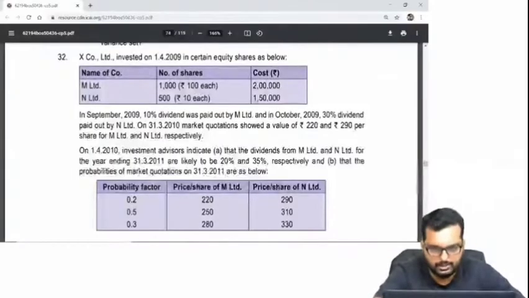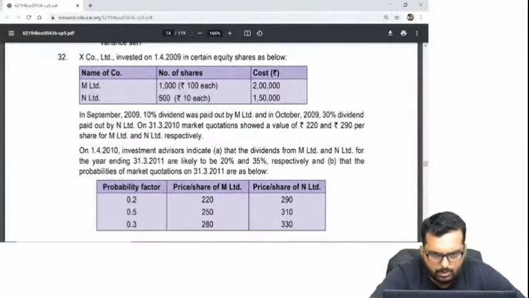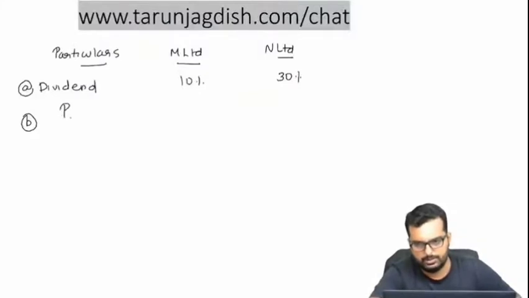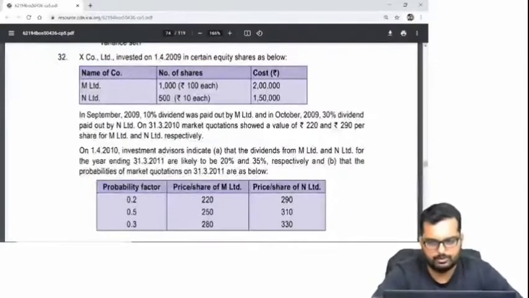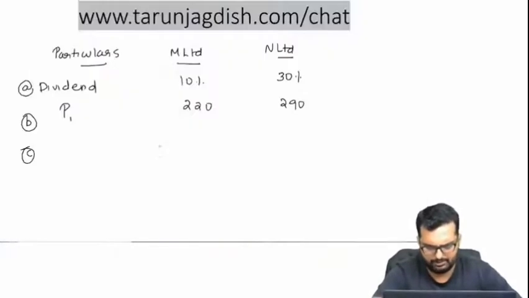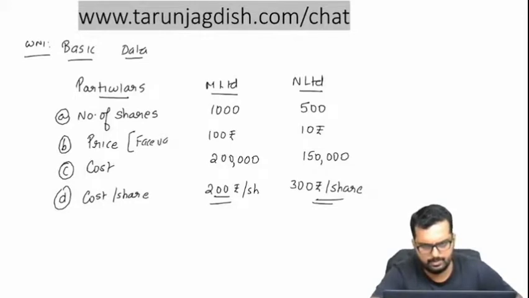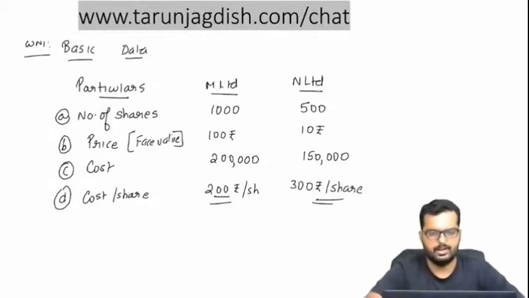Let's continue reading. On 31/3/2010, friends, is it dividend yield, payout, or rate? Have they told that somewhere? Nothing has been told. On 31/3, the market quotations were 220 and 290. So P1 was 220 rupees, and 290 rupees per share. These details are available. Here we have the original price, the face value, given over here as 10.